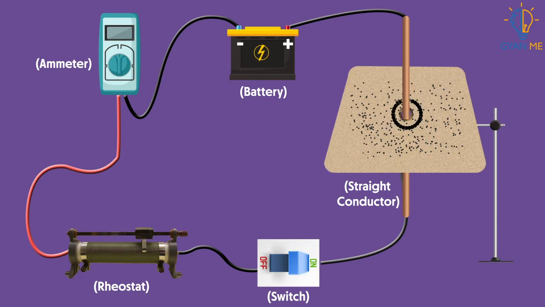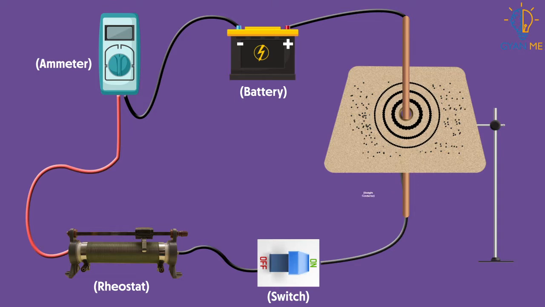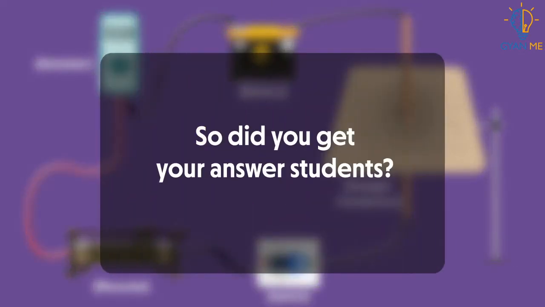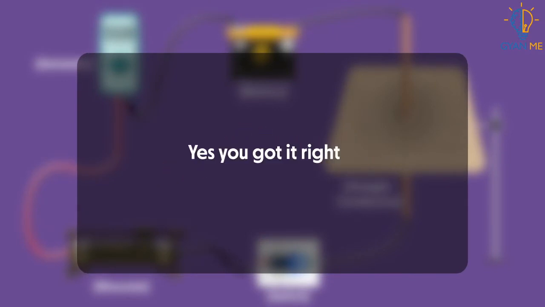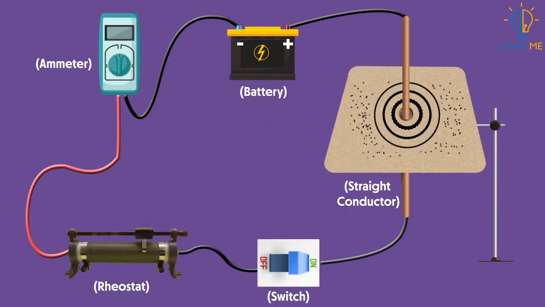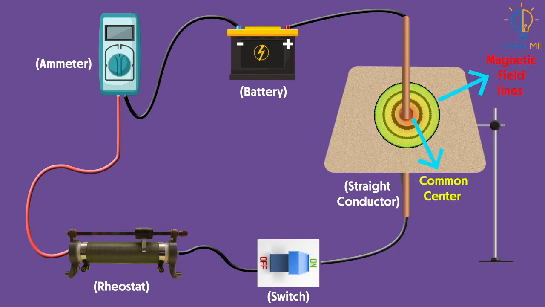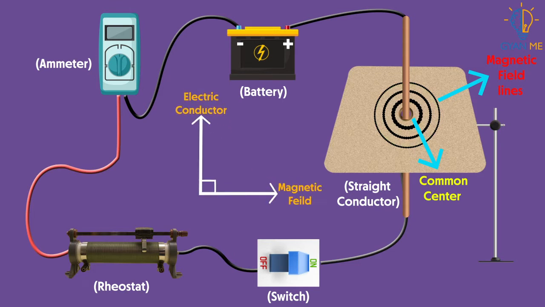You can see that the iron filings get arranged into concentric circles around the straight conductor when current passes through it. So did you get your answer, students? Yes, you got it right. When the wire is straight, the pattern of the magnetic field is circular. That is, magnetic field lines are in concentric circles around the conductor with their common center at the axis of the conductor. You must have observed that the magnetic field is perpendicular to the conductor.